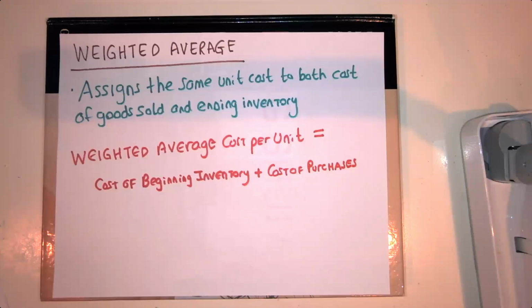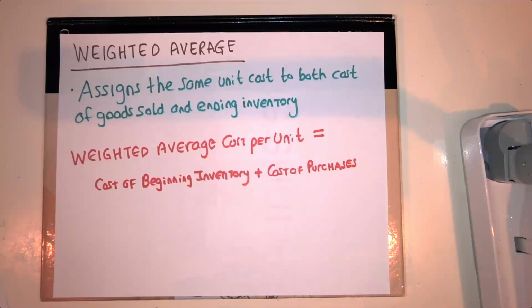If you guys don't mind, just one quick question. Can somebody answer for me? What do we call this? What's the name that we give to the beginning inventory plus our purchases? Matthew, what do we call that? Is that the cost of goods available for sale? Yeah, very good. Good job.